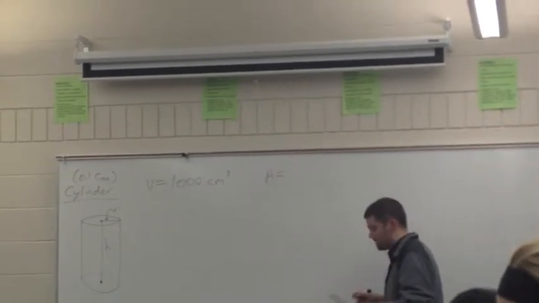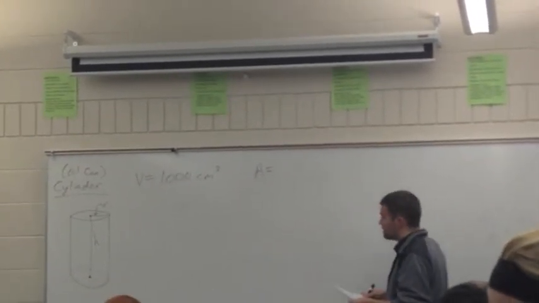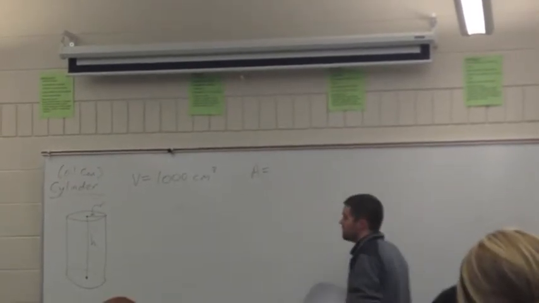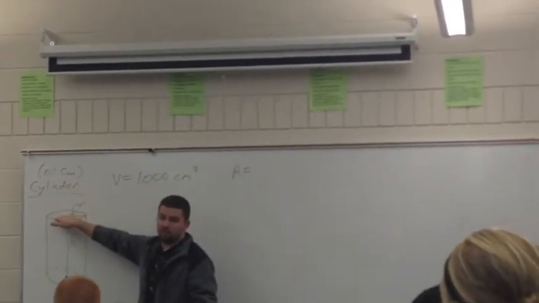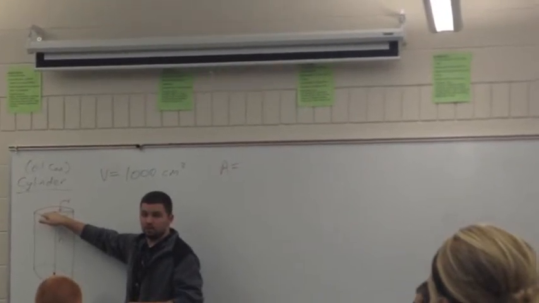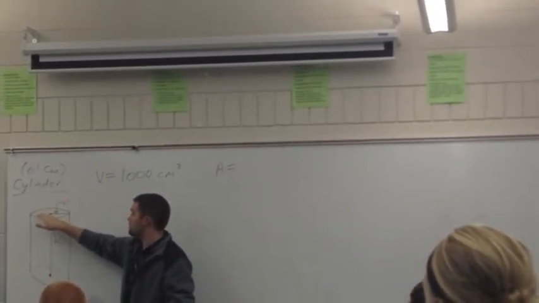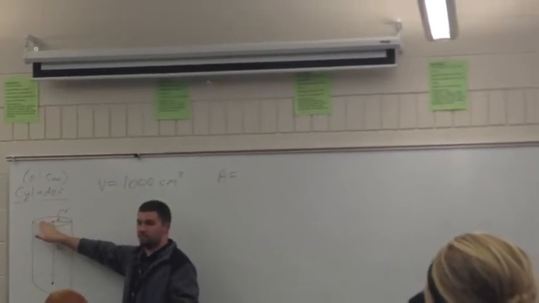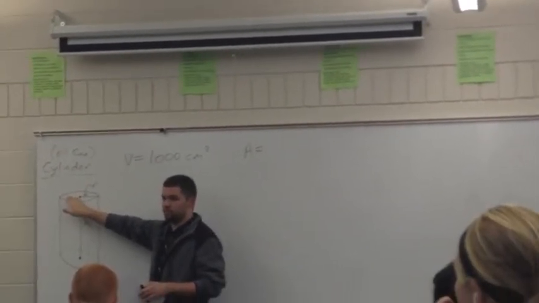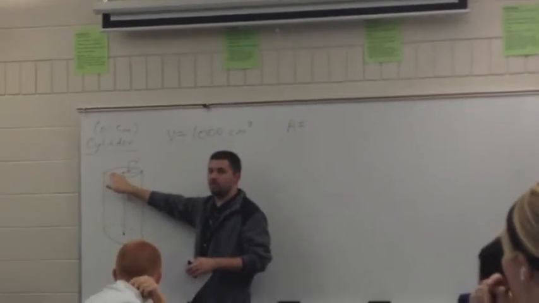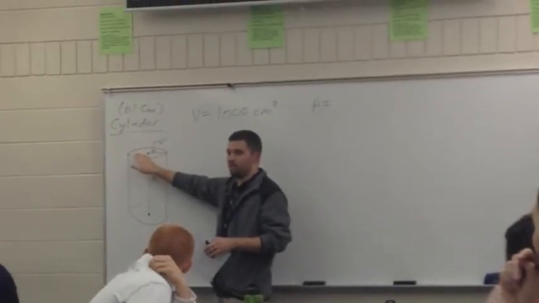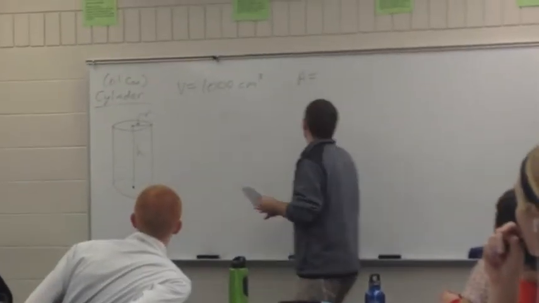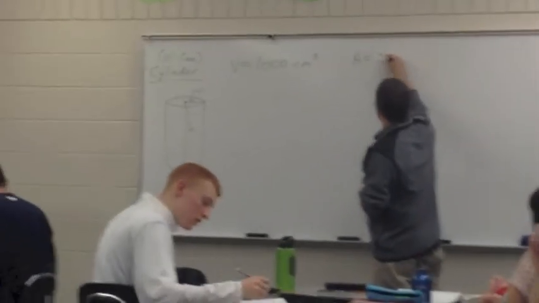Pi r squared times h. I think that would give me the volume. If I was thinking about surface area, I've got the surface on top. What is that? Just the circle. What's the area of the circle? Pi r squared. What's the area at the bottom? Pi r squared. So, 2 pi r squared.